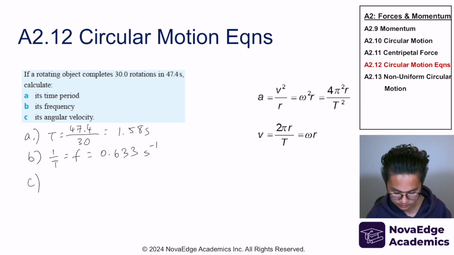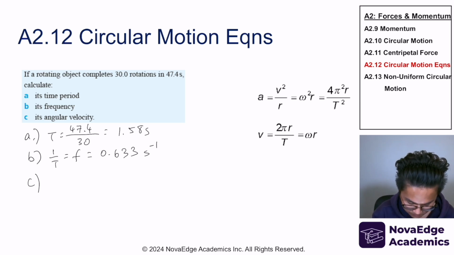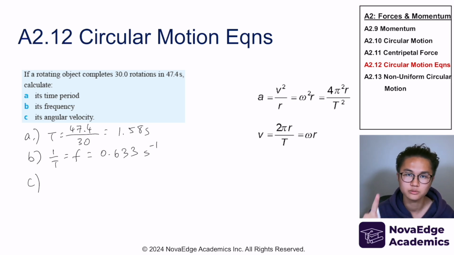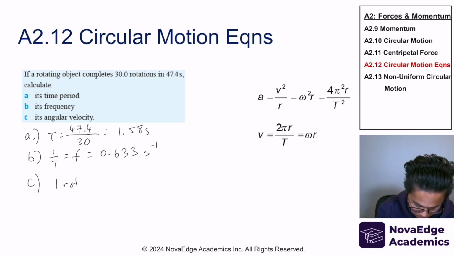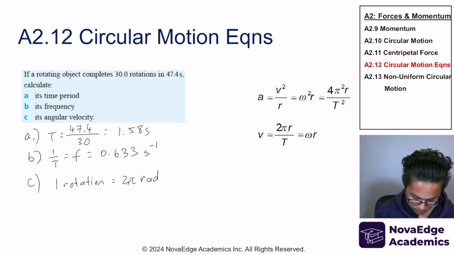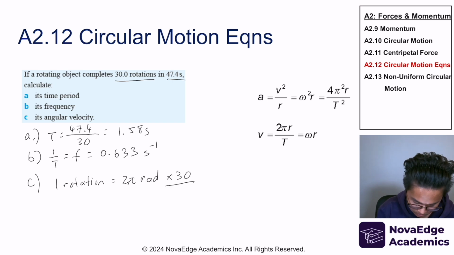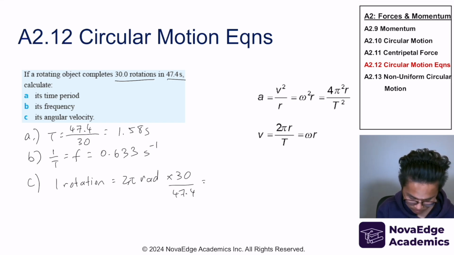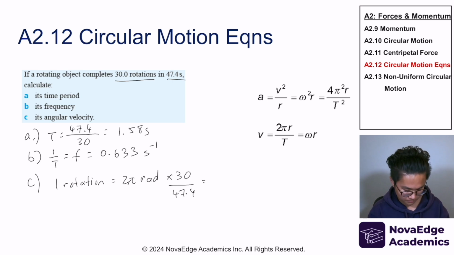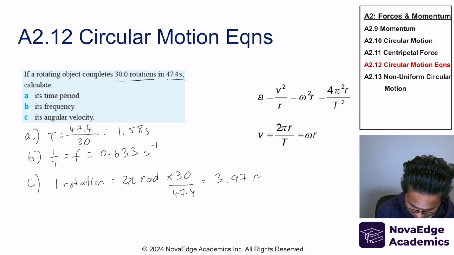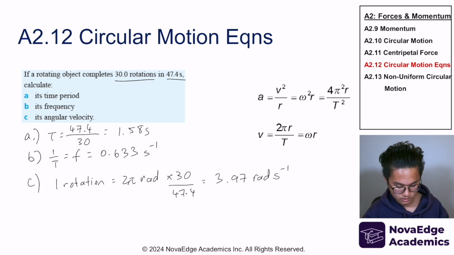Last but not least, angular velocity. I can find that by, okay, in one rotation, we have 2 pi radians covered, right? One rotation is equal to 2 pi radians, right? So if I cover 30 rotations in 47.4 seconds, I just need to multiply by 30 divided by 47.4. 60 times pi divided by 47.4. That gives me 3.97 rad per second. Okay?